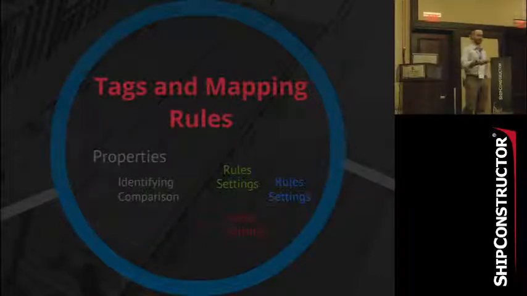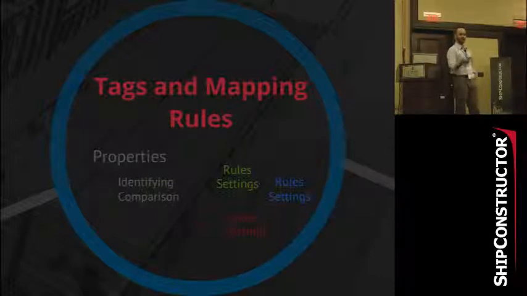What we do is we allow you to map based on identifying properties that tag to a stock name, a stock description, or a UDA within ShipConstructor, depending on how you want to set up your mapping. So an identifying property means that if this matches this, then you're okay. But if those don't match, no dice, this is broken. You can't go any further.